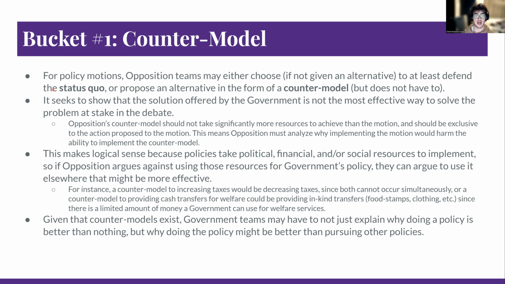For instance, a counter model to increasing taxes would be decreasing taxes potentially, right? Because those two things cannot occur simultaneously. Or a counter model to providing cash transfers for welfare could be providing in-kind services or in-kind transfers instead. Cash transfer for welfare being, for example, if you're under a certain bracket in terms of income, that means that you get money directly transferred to you that you could spend, and in-kind transfers is if you're under a certain income or in poverty, then you instead go to places to collect things like food stamps, clothing, etc.